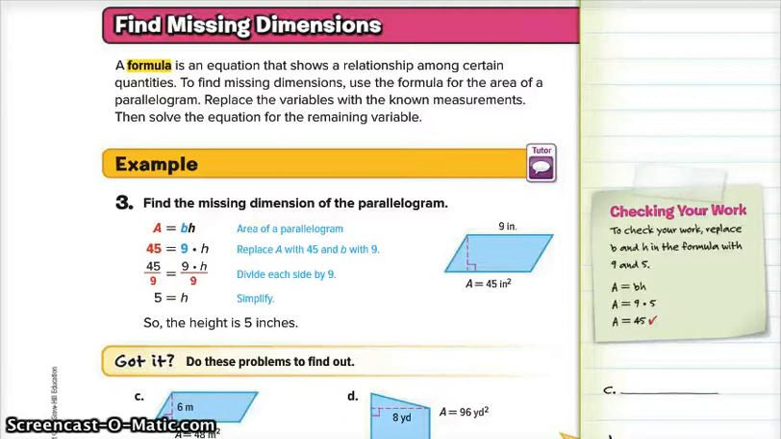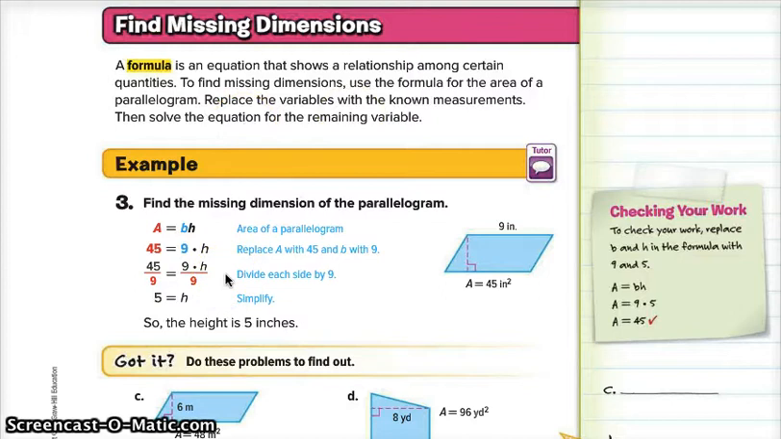If you take a look at the paragraph here, it talks about a formula. A formula is an equation that shows a relationship among certain quantities. To find the missing dimensions, use the formula for the area of a parallelogram. Replace the variables with the known measurements, and then solve the equation for the remaining variable. Once again, this should sound very, very familiar because we are using the idea of solving one-step equations. So we know that we're going to be multiplying, so in order to solve and find our missing dimension, we're going to use that idea of division.